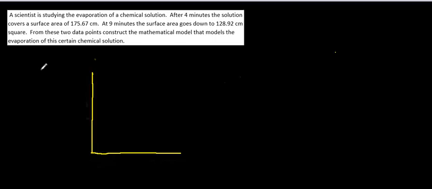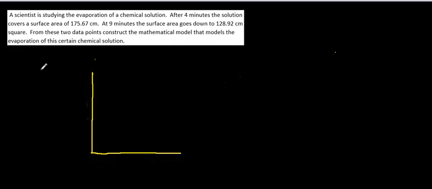Hello again. I'd like to show you in this video how to find the equation of an exponential growth or decay type situation given 2 points that exist on that exponential curve. In this case, we have a scientist studying the evaporation of a chemical solution. After 4 minutes, the solution covers a surface area of 175.67 centimeters. At 9 minutes, the surface area goes down to 128.92 centimeters squared. From these two data points, construct the mathematical model that models the evaporation of this certain chemical solution.